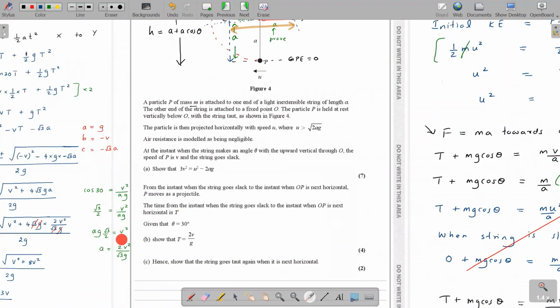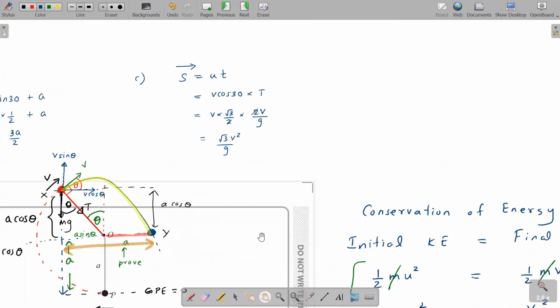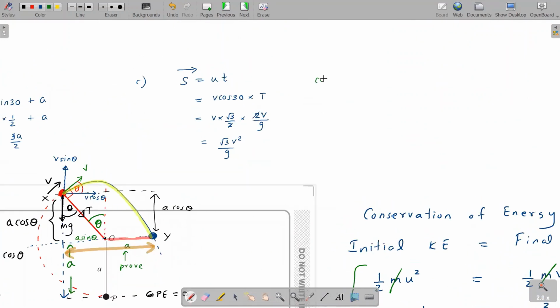Can you see here the v square value? V square is, can you see from the earlier show that cos 30 is v square over ag? Let's use that again. So we found also that cos 30 is v square over ag. Are you with me? Which means v square is ag cos 30. Shall we input the value? Substitute.